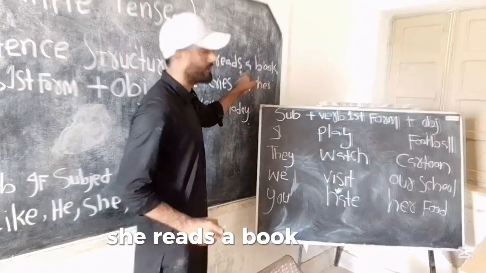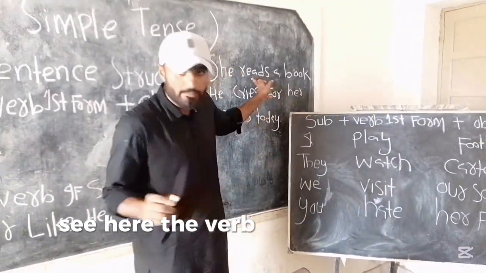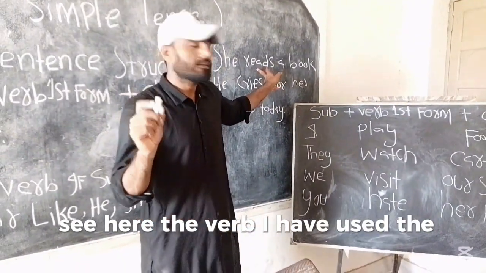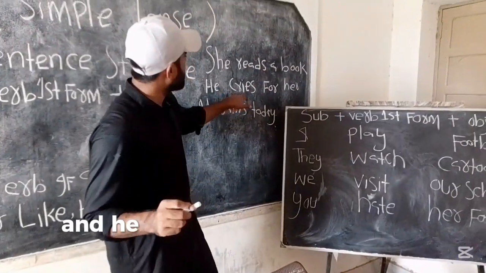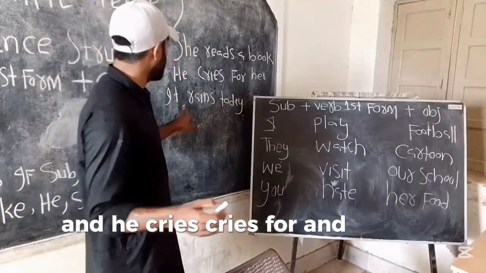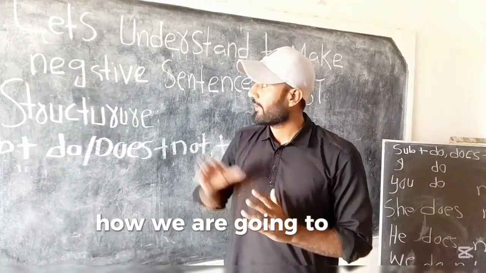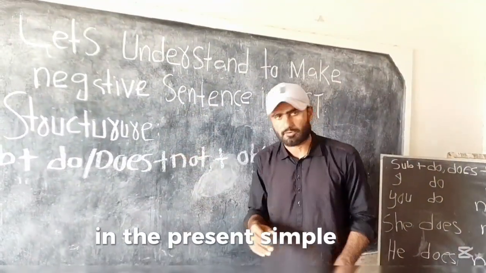Here are the examples I have given. She reads a book. You can see the s with the word. And he cries for her. And it rains today.